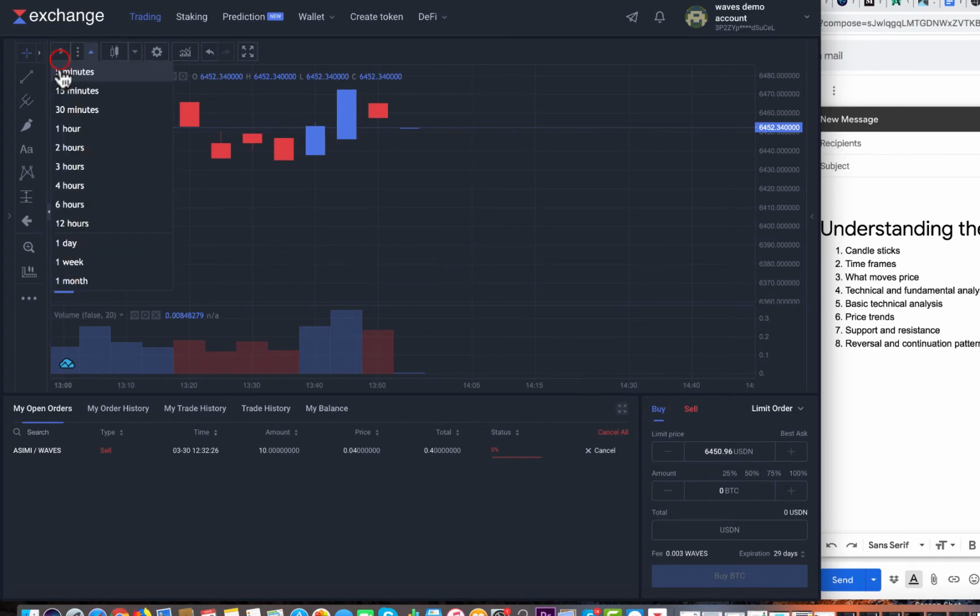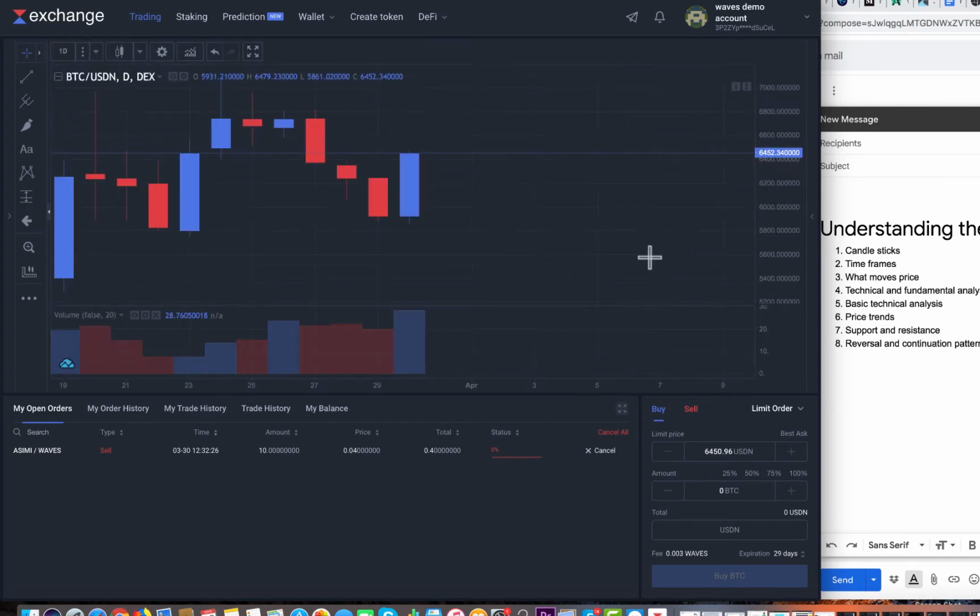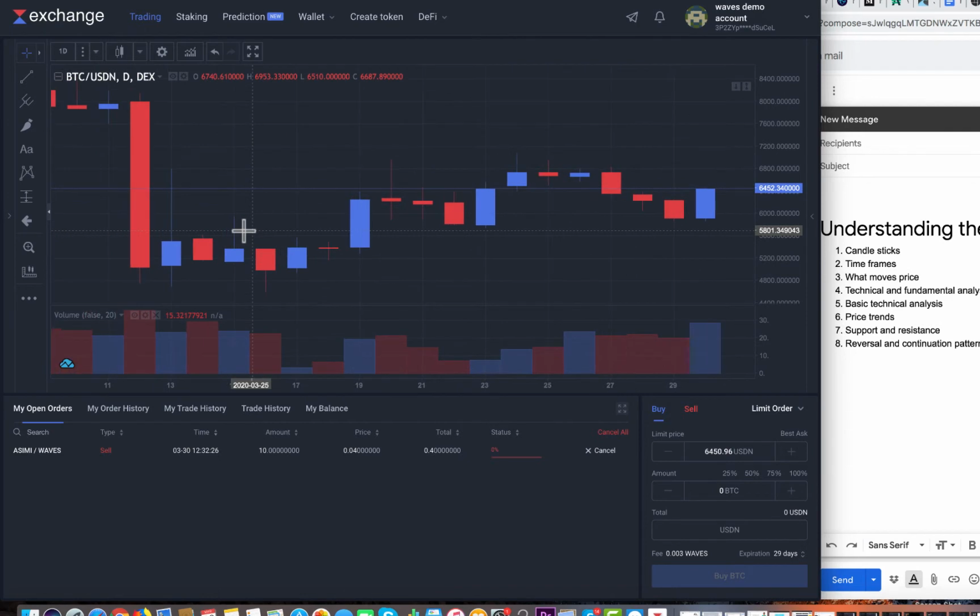So if we come back to the 24-hour again, you can see that this candlestick is still in operation. It came down as far as here, it's come all the way up to here, and now it's gone a little bit above it. If you look at some other candlesticks, maybe they don't even have a wick.